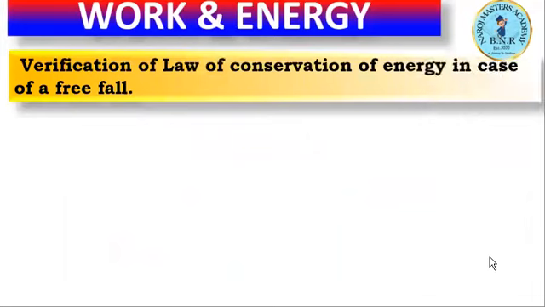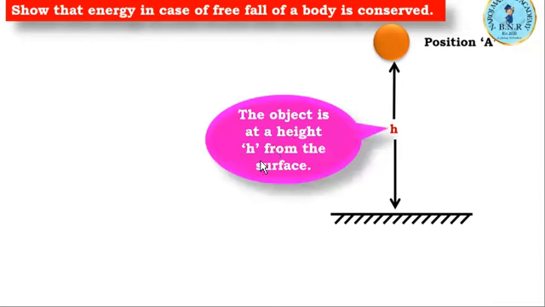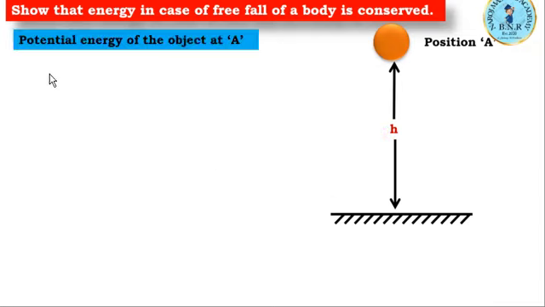Now, verification of the law of conservation of energy in case of free fall. If an object is falling free, means freely falling down, we have to verify that law also. So the object is at a certain height h from the surface. Potential energy of the object at A, what is potential energy? mgh. We know that, in terms of joules.